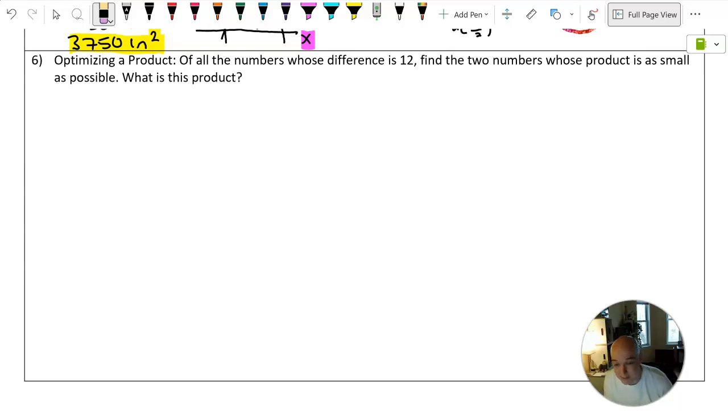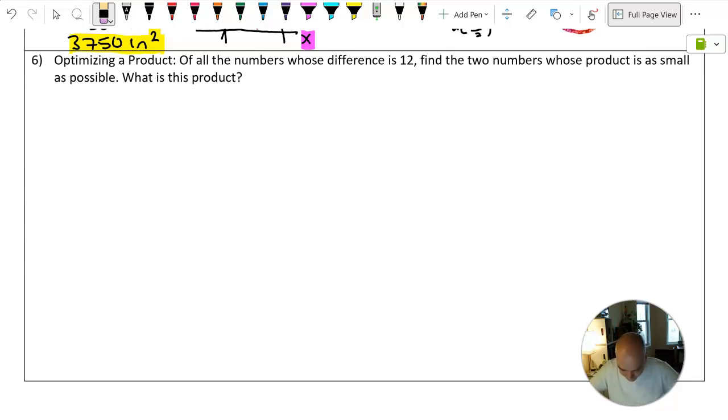What is this product? And I want to challenge you. You can do this problem, if you've been watching this video carefully, with everything that you know. So pause the video and try this. Come up with a claim. Come up with 2 numbers whose difference is 12 and see what their product is. See if you can get the smallest thing. So pause now and come back when you have an answer.